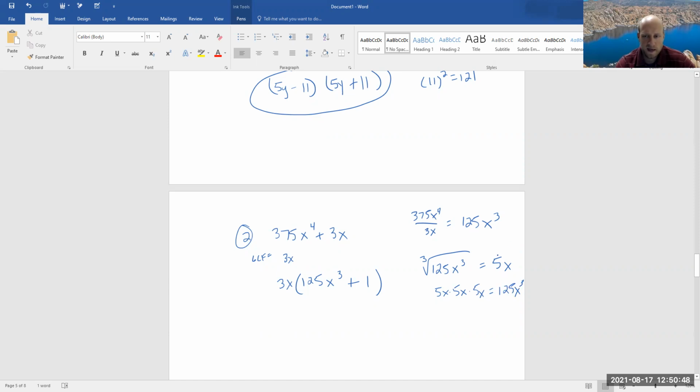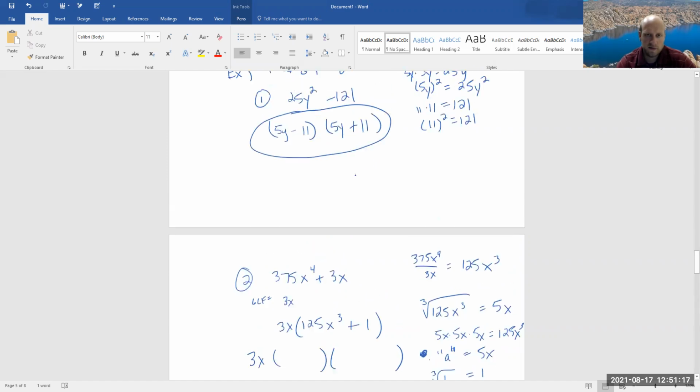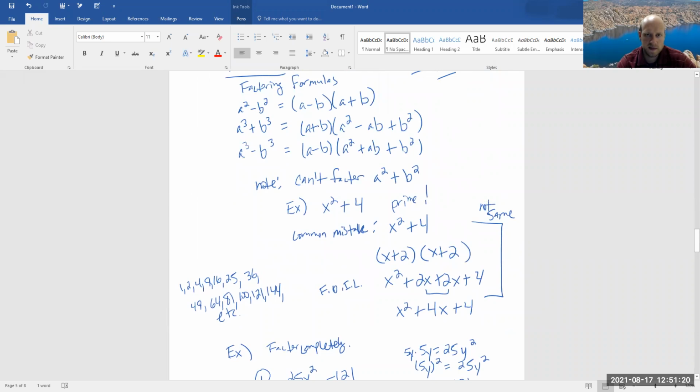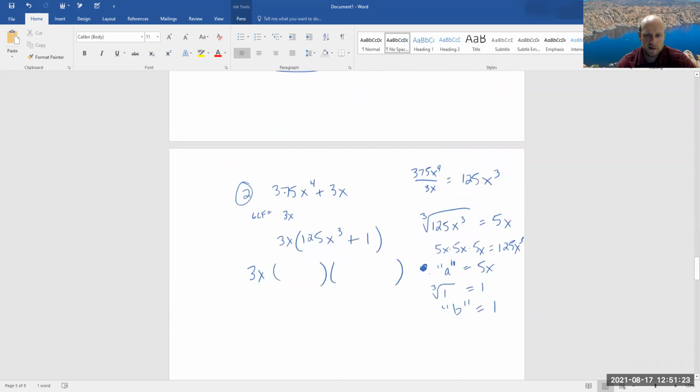So I know that my A equals 5x. And then what's the cube root of 1? Well, that's just 1. So B equals 1. Okay. So when we're making our formula, I'm filling it in for what I have up here for my sum of 2 cubes, the second formula. Okay. So I do A plus B.